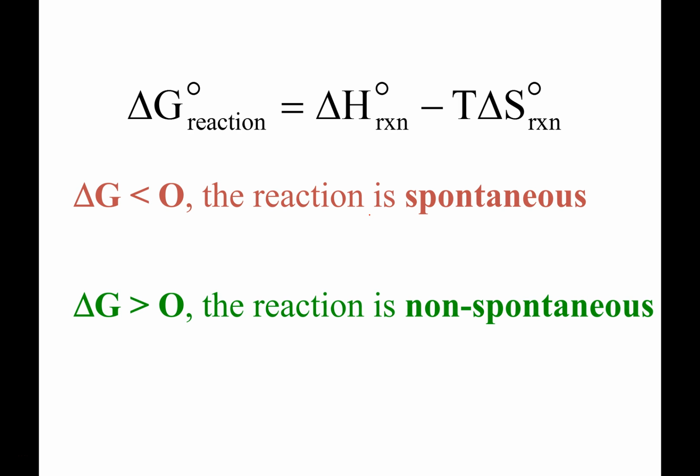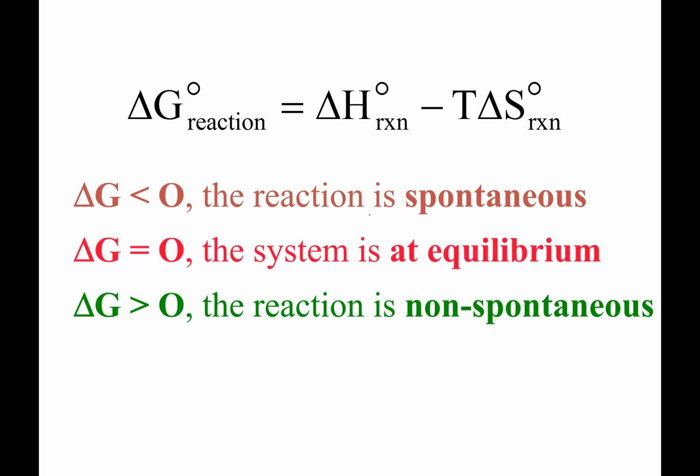Now, if Gibbs free energy is equal to 0, check this out. That means it's not going to go left or right. It's in dynamic equilibrium, so it is going left to right, but the rates are equal. So that means your system is at equilibrium.